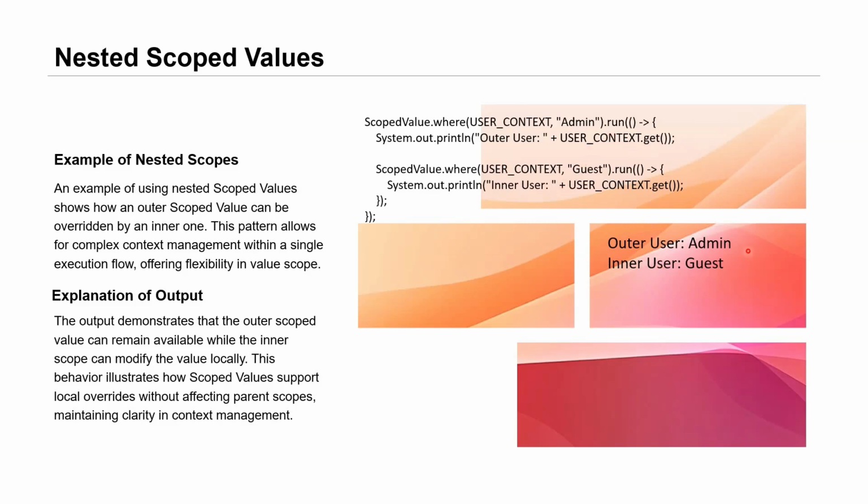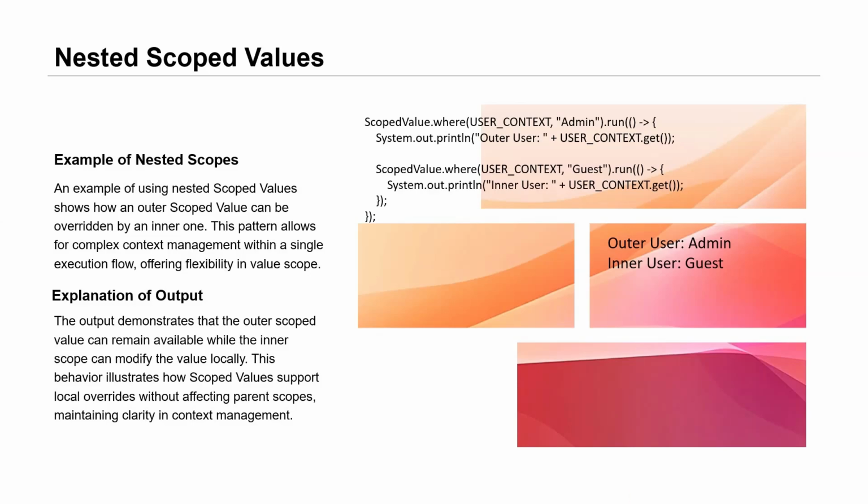If you see the output here, this is admin for the outer one, and this is for the inner user, that is guest, meaning the inner scope overrides the top user. The output demonstrates that the outer scope values can remain available while the inner scope can modify the value locally. This behavior illustrates how scope values support local overrides without affecting parent scopes, maintaining clarity in context management.